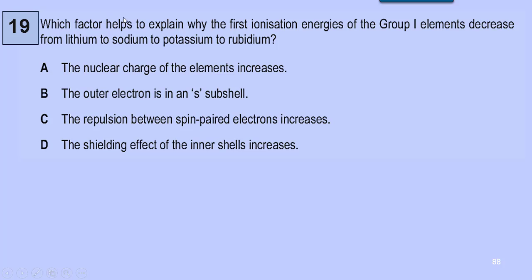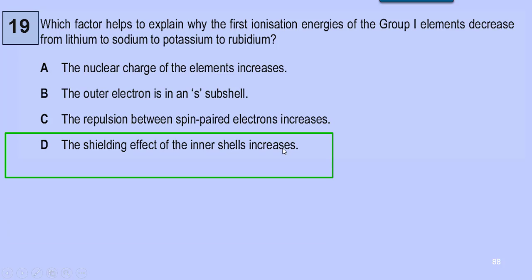Which factor helps to explain why the first ionization energies of group 1 elements decreases from lithium to sodium to potassium to rubidium? Let's read the choices. The nuclear charge of elements increase. The outer electron is in S subshell. The repulsion between the spin-paired electrons increase. The shielding effect of the inner shells increase.